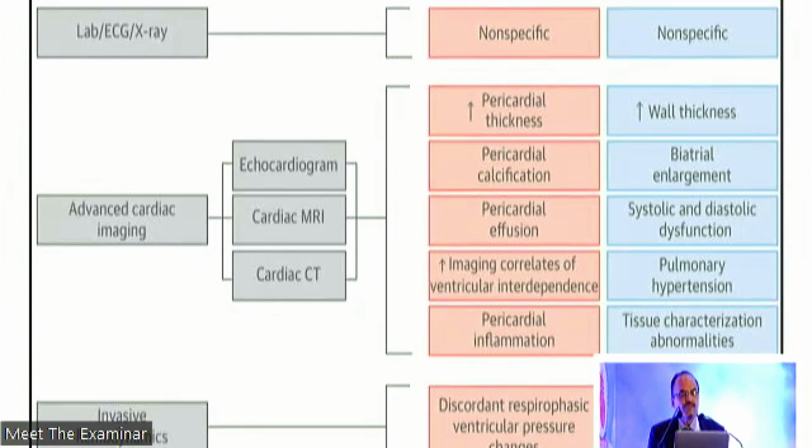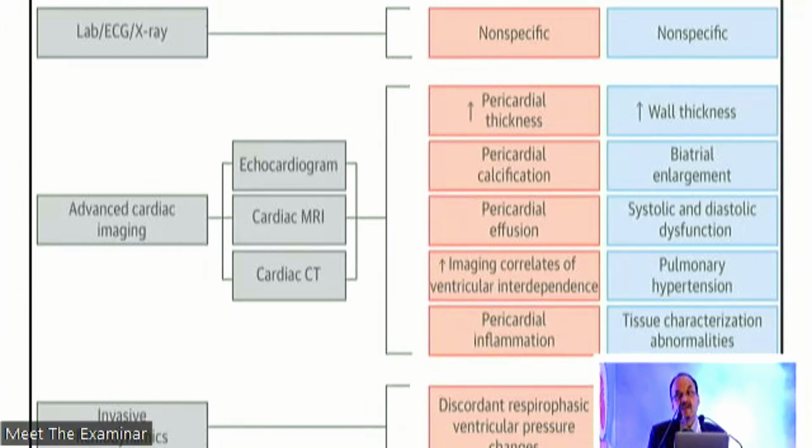As far as the imaging investigations are concerned, increase in pericardial thickness more than 4 millimeters, pericardial calcification, presence of some amount of effusion, features of ventricular interdependence (I showed the septal movements, they are extremely common), and evidence of pericardial inflammation on late gadolinium enhancement are features of constrictive pericarditis, whereas increase in wall thickness, biatrial enlargement, which is very common in restrictive cardiomyopathy, and dysfunction, particularly systolic dysfunction, if present, is suggestive of restrictive cardiomyopathy.